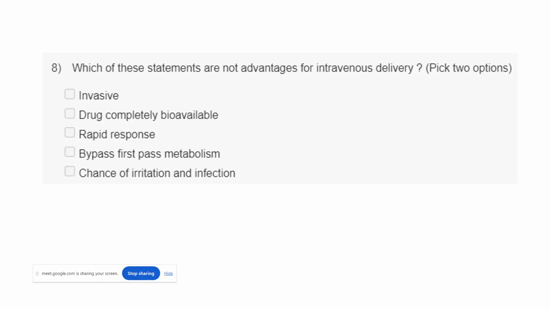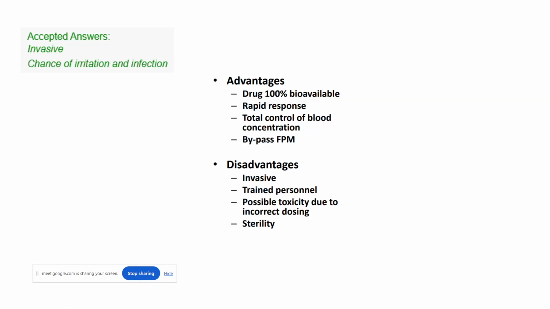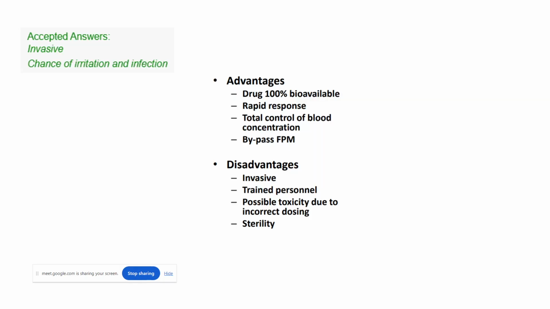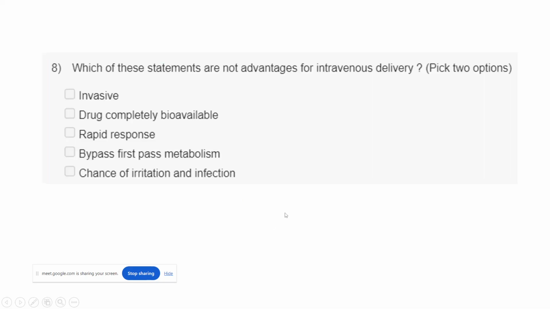Okay. So here the question is asking for the non-advantages of intravenous delivery. So basically the disadvantages, which would be invasive, and chances of irritation and infection. The 100% bioavailability, rapid response, total control of blood concentration, and bypass of first pass metabolism are actually the advantages. And the other disadvantages are invasive and possible toxicity. This is what this question is asking.